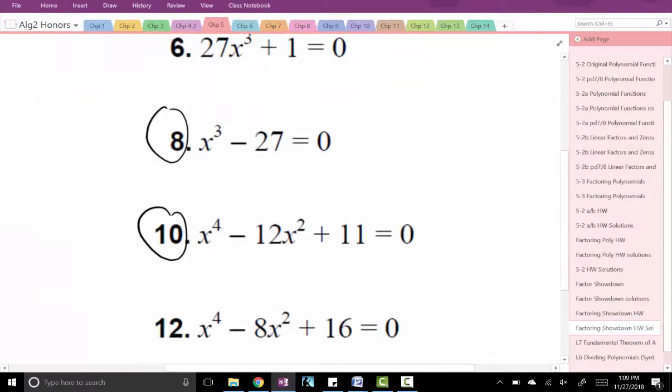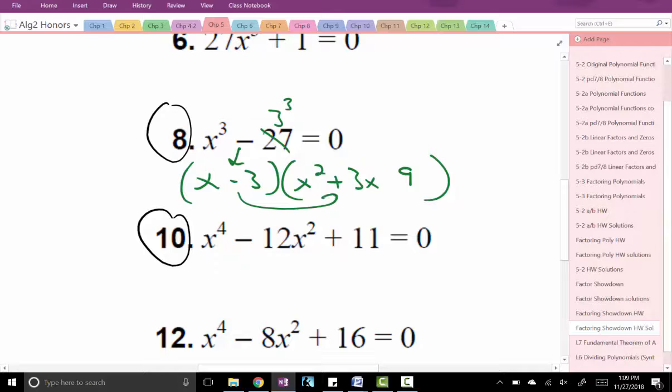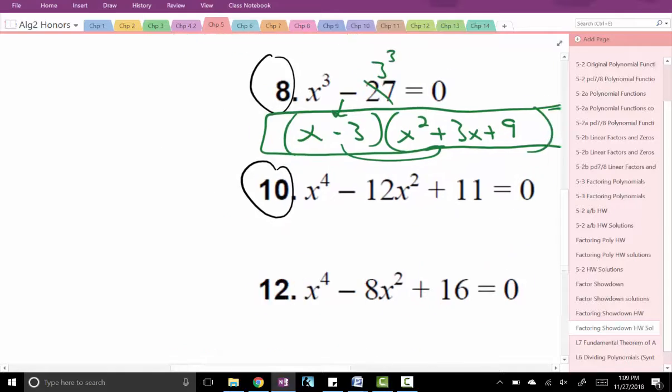Number 8. Okay, this is actually 3 cubed. So we're going to go with x minus 3. X squared is x squared. 3 times x is 3x. And 3 squared is 9 to give us our last term. So staying the same, opposite, always positive. Okay, so again, if we're after solutions, we would just solve any of these in the end.